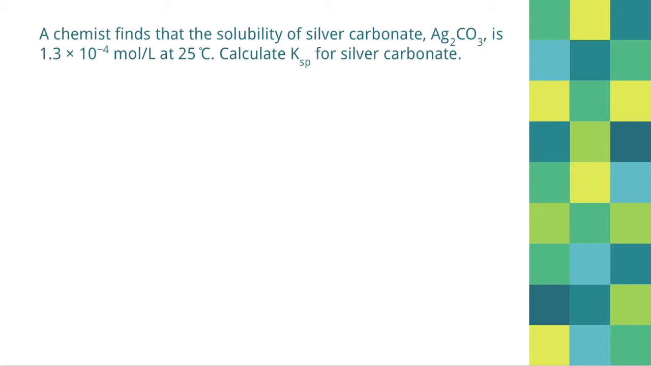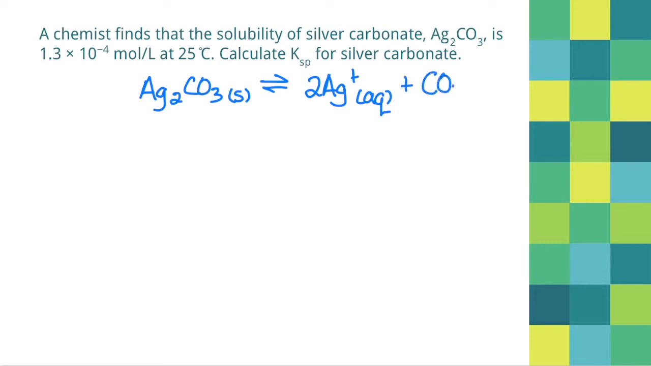So the first thing we always want to do with questions like this is write out our balanced chemical equation. It's important to recognize that silver carbonate is a slightly soluble compound. So it is going to establish an equilibrium with its ions. So we've got silver ions and we've got carbonate ions.